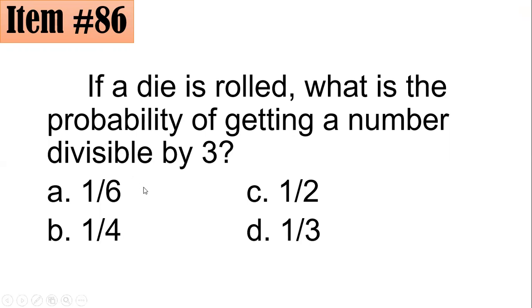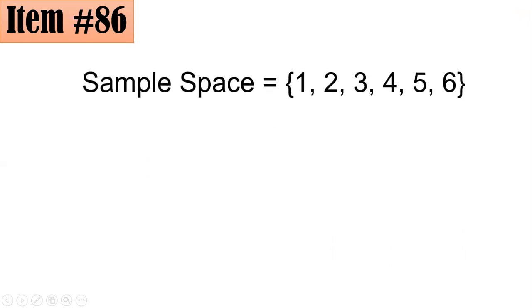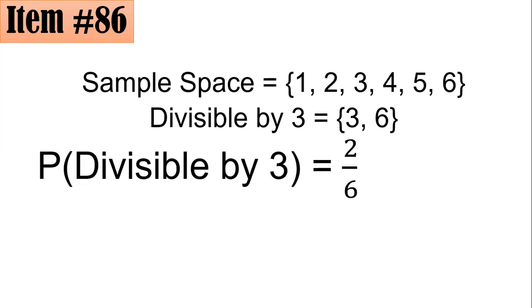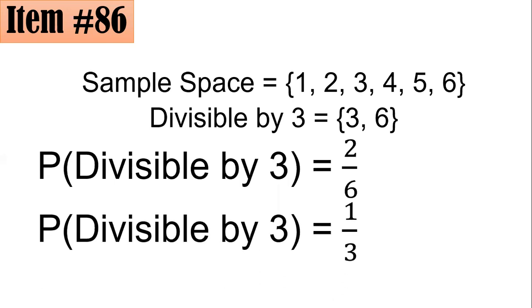D daw, okay. Remember, if you roll a die, the usual die that we have has numbers 1, 2, 3. Your sample space includes the numbers 1, 2, 3, 4, 5, and 6. And among all of these 6 numbers, 3 and 6 are divisible by 3. So that's 2 out of 6 outcomes. Hence, the probability that the number that comes out is divisible by 3 is 2/6 or 1/3.